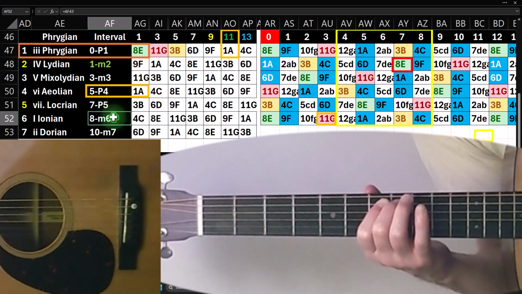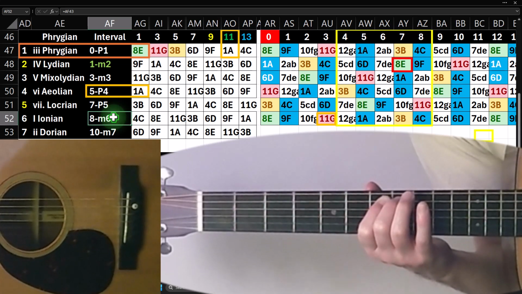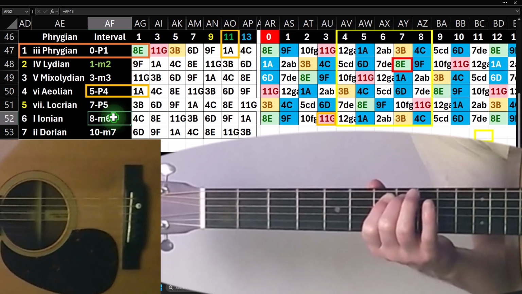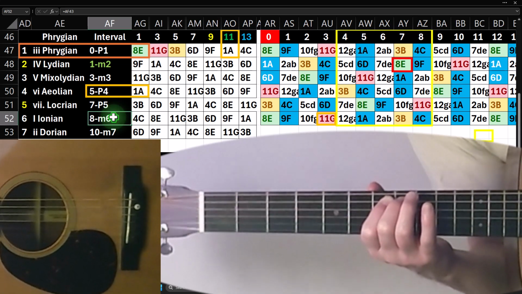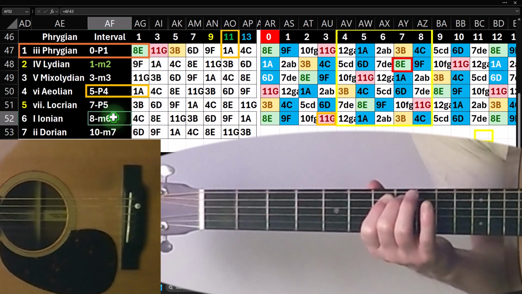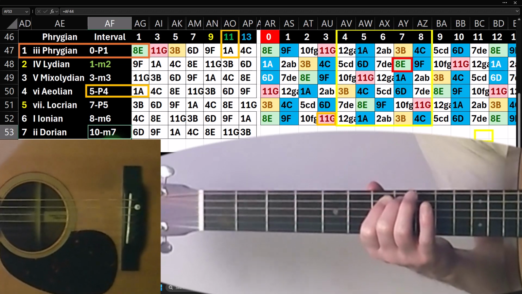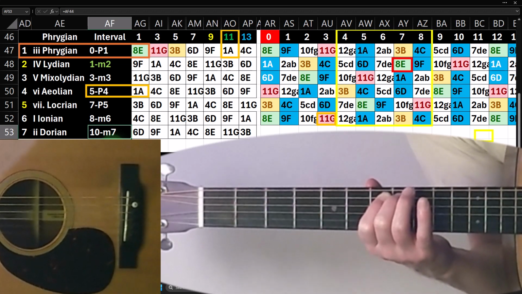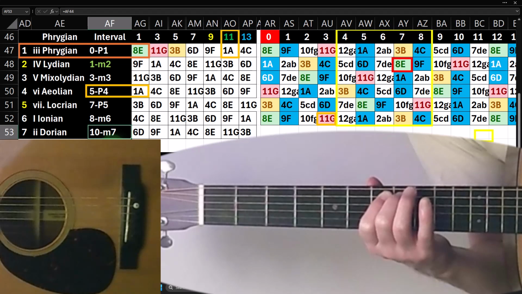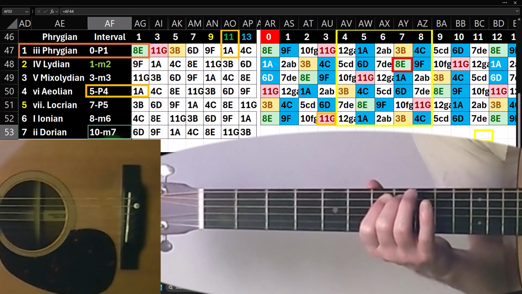And then we have the sixth is an 8-note away minor sixth, which makes sense because it's a minor mode. Therefore, we flattened the major interval, which would be a 9-note away major sixth, flattened it to an 8-note away minor sixth. And then the seventh is a 10-note away minor seventh, which makes sense because we took the major 7, 11-note away major 7, flattened it or moved it back to a 10-note away minor 7 as we would expect.